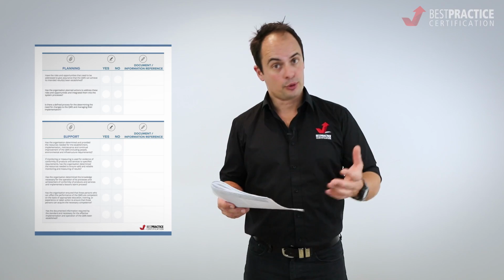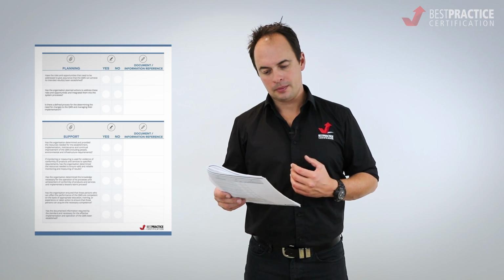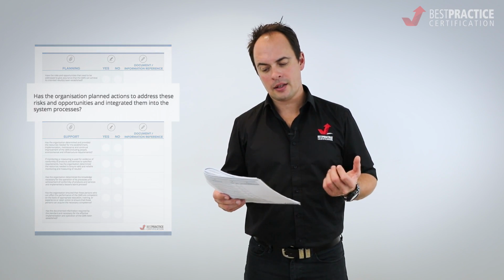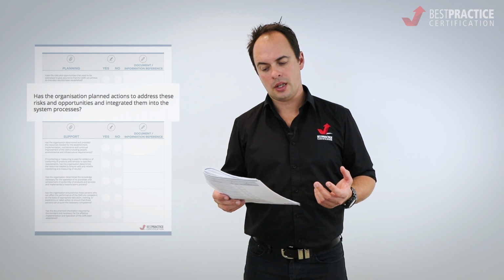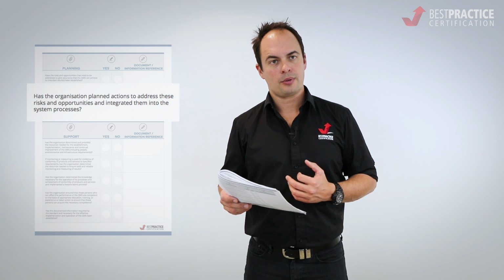We talked about that risk register. We talked about the SWOT analysis. That's the evidence, that completed risk register, or that constantly improving risk register and SWOT analysis. That's going to be the reference and the evidence that you're going to present to prove that you've addressed that requirement. Has the organisation planned actions to address these risks and opportunities and integrated them into system processes?